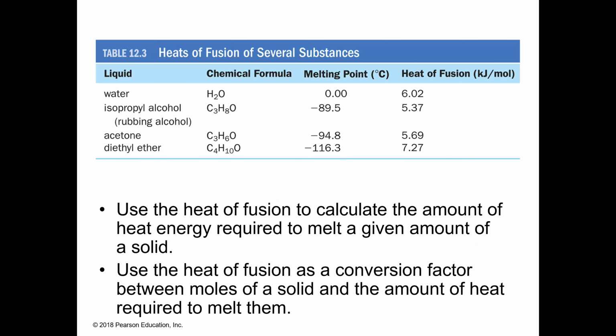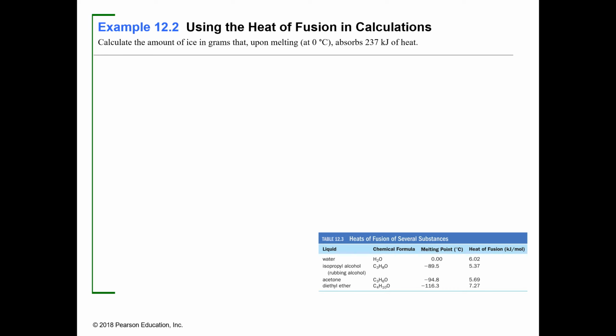This slide shows water's delta H fus compared to other substances. Water's value is fairly high because hydrogen bonding holds molecules together tightly. That's why ice absorbs a lot of heat as it melts, helpful for cooling, but also why frozen foods take longer to thaw. Example: if 237 kilojoules of heat melts ice at 0 degrees Celsius, how much ice is that?